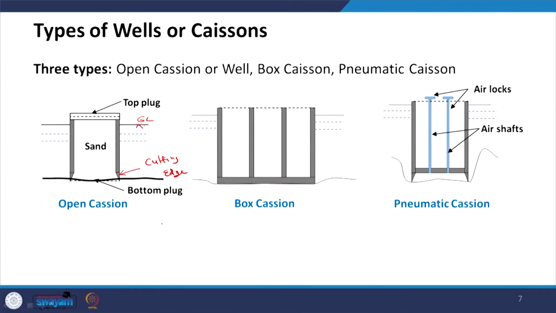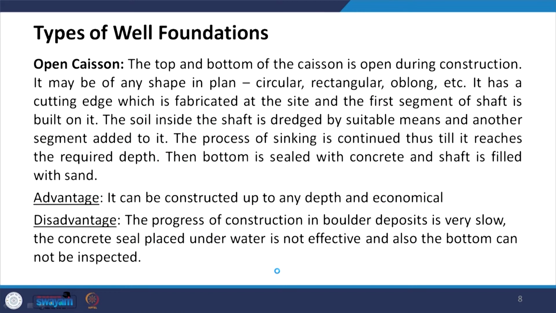The term for this is dredging, which means taking out. So, sand is dredged and a cutting edge is built at the end. The soil inside the shaft is dredged by suitable means and another segment is added to it. The process of sinking is continued thus till it reaches the required depth, and then the bottom is sealed with concrete and the shaft is filled with sand.